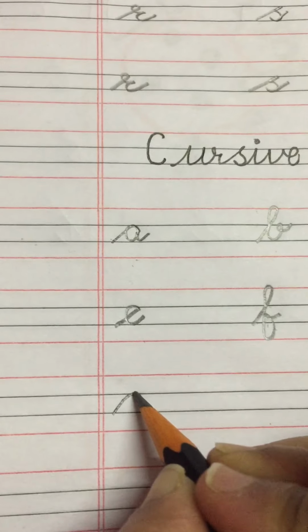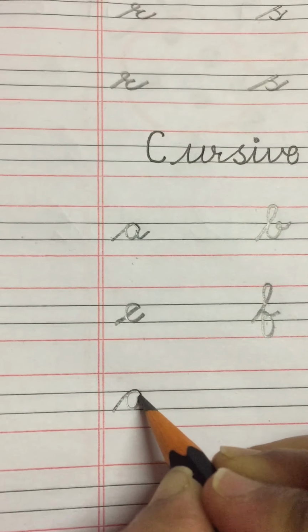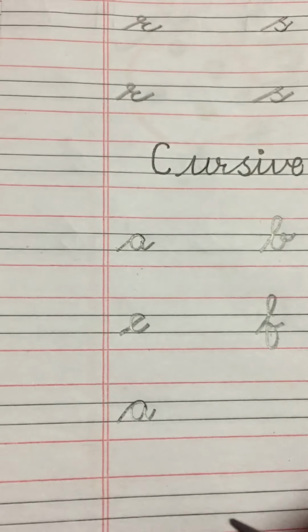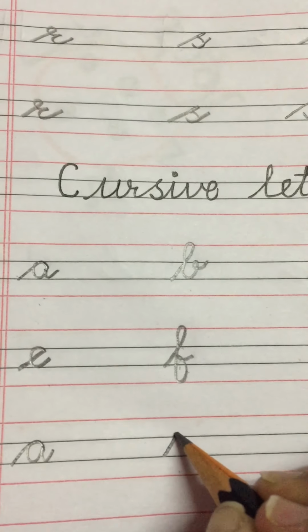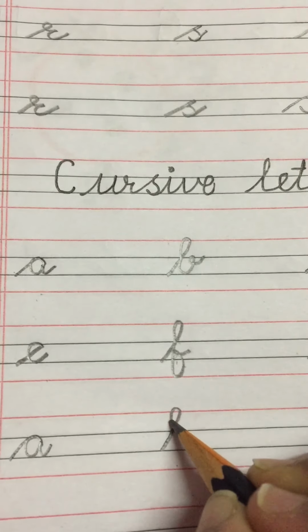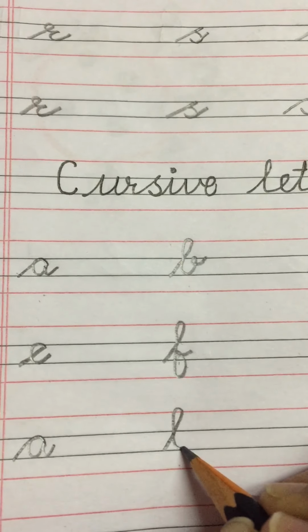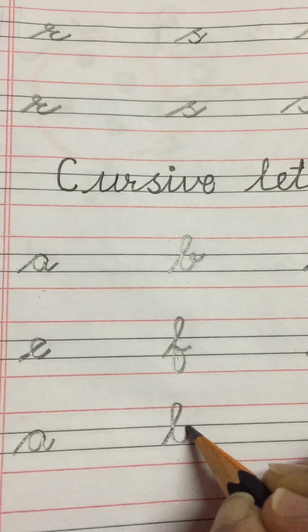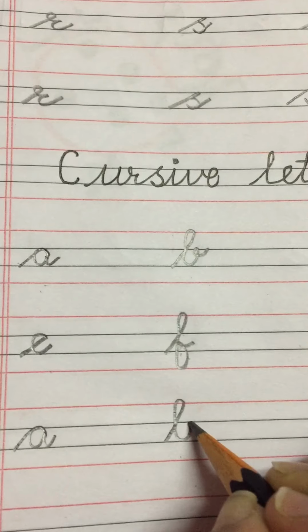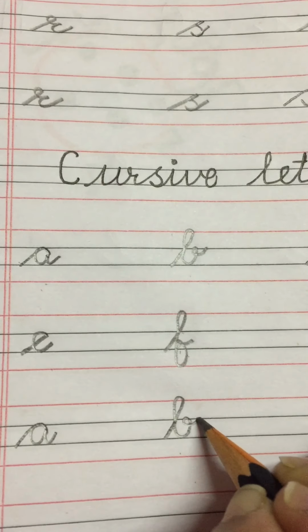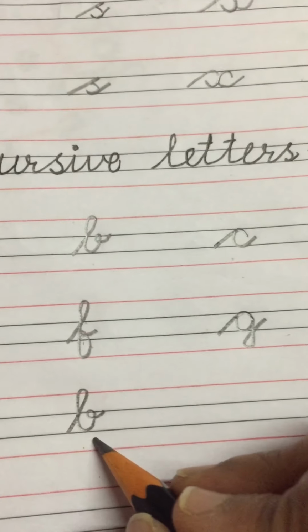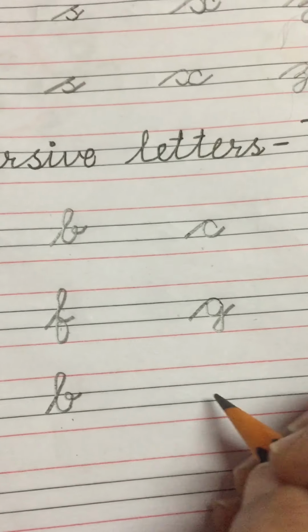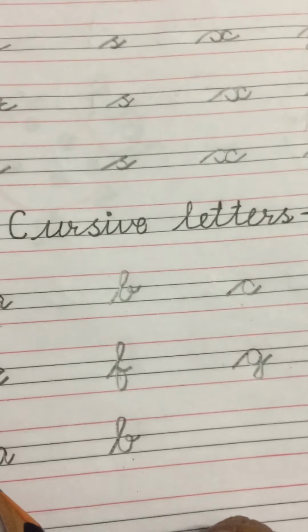A says A, like this. Letter B. Start from the third line, go up, touch the red line, come down, make curve like this and make a loop. Letter B. And B says B. Now what will come here?